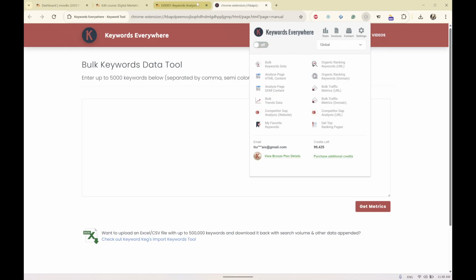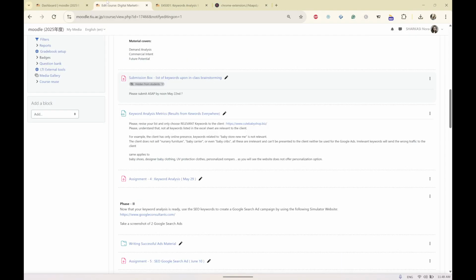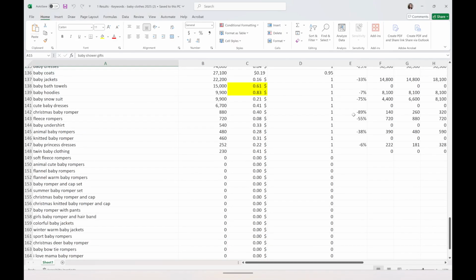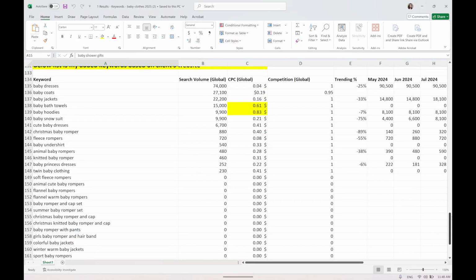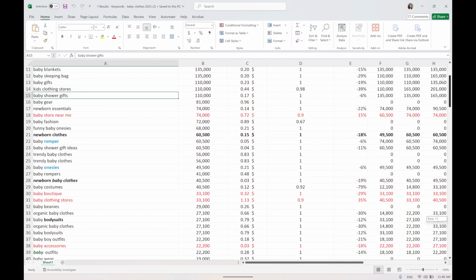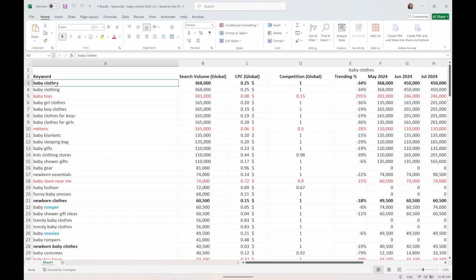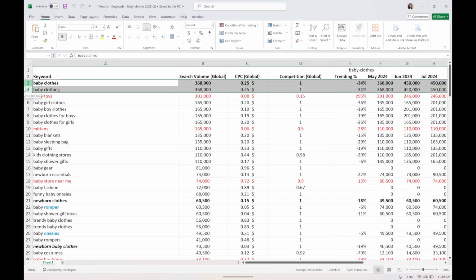For now, I'm going to turn it off. This is what I received from the keywords analysis tool, this Excel sheet. It has the results of the keywords that you brainstormed in class, and even after class, I kept receiving some keywords. So we have baby clothes and we have baby clothing.